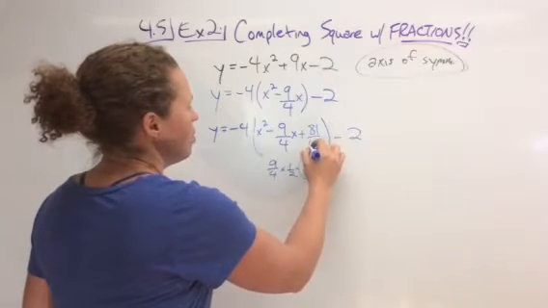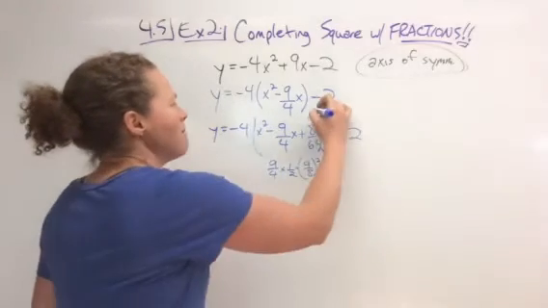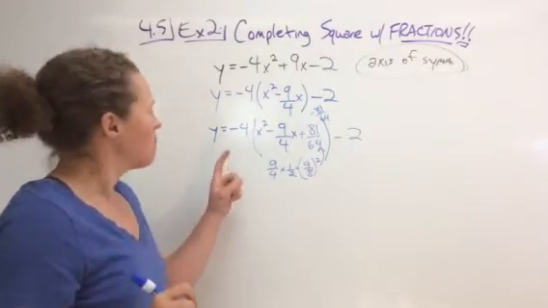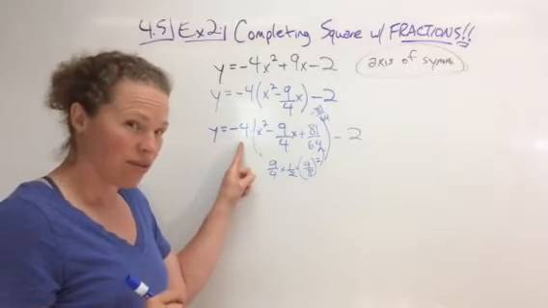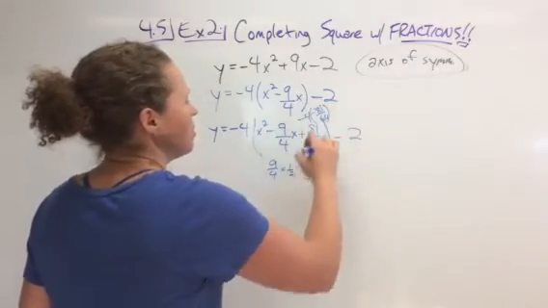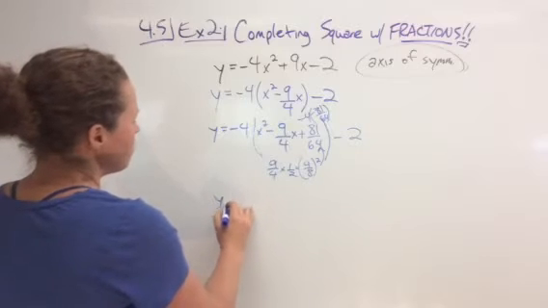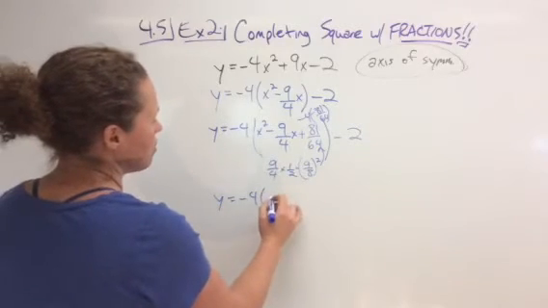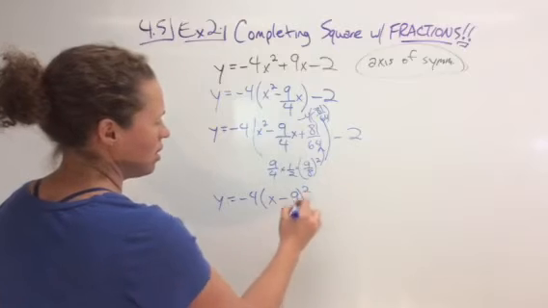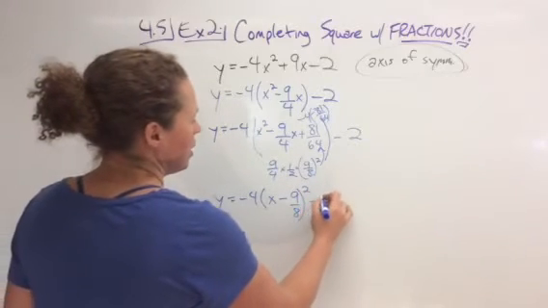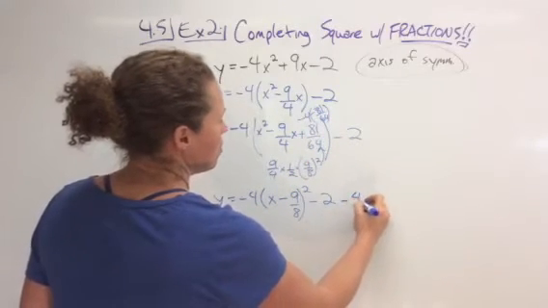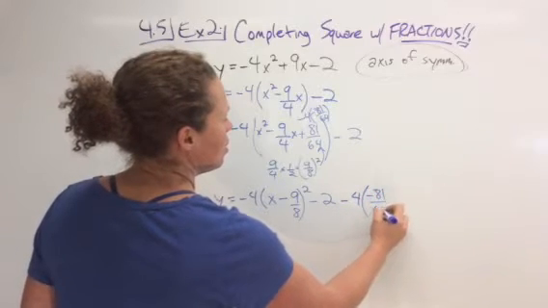So we're going to have 81 over 64, which means we have to subtract 81 over 64, but we also have to remember that we have a negative 4 out here. So there's negative 4 times the negative 81 over 64 that we have to get rid of. So I'm going to have to actually multiply that by negative 4. So we're going to rewrite that. Y equals negative 4. Now I can just write my x minus 9 over 8 squared here, minus 2. But then I have to deal with this. So this is going to be minus 4 times negative 81 over 64.